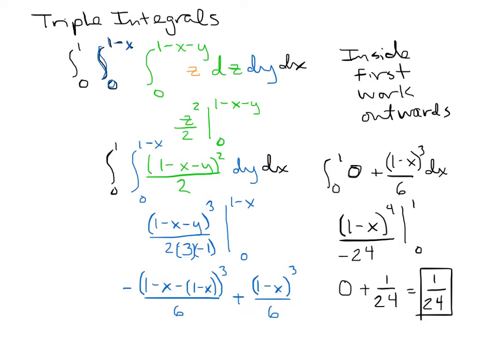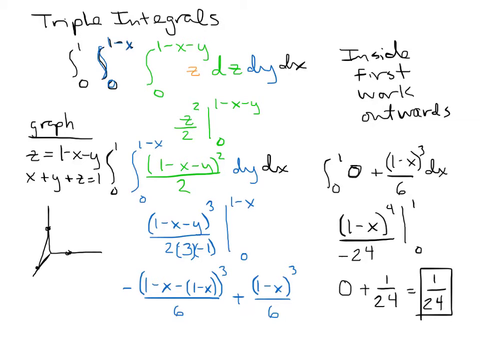If I wanted to graph this, I'm going to kind of graph this just on the side over here. If you look on the inside function, I've got dz, so z is equal to 1 minus x minus y. So this would be x plus y plus z equals 1. So that's a plane. So the big picture, when I start with the inside, I've got a plane where it crosses each axis at 1.